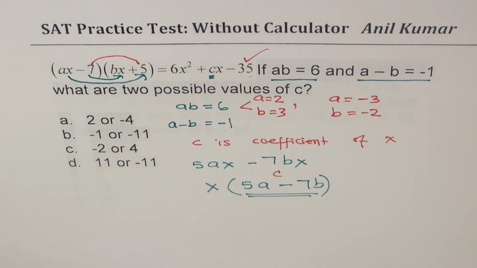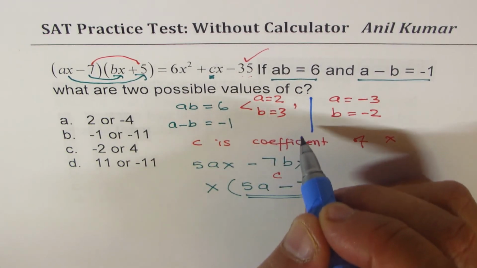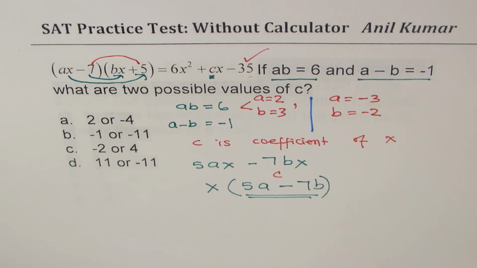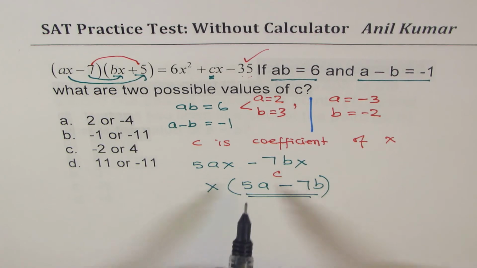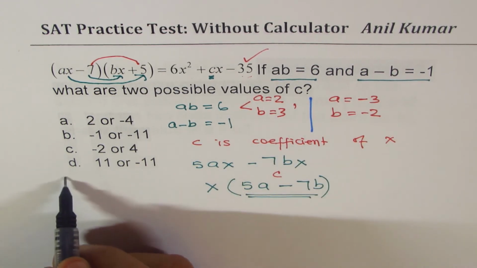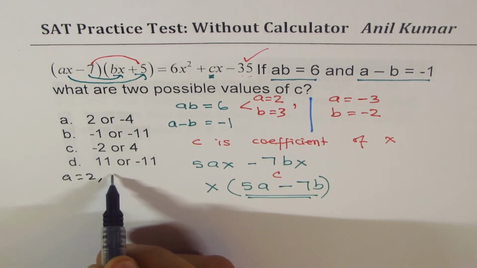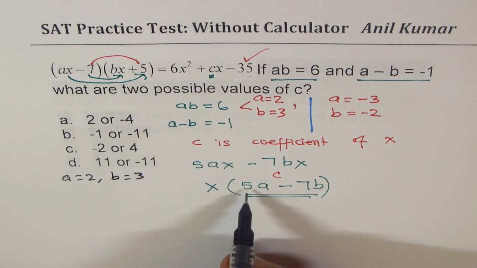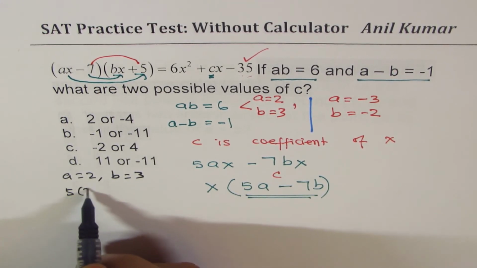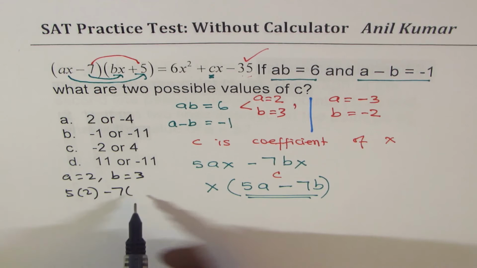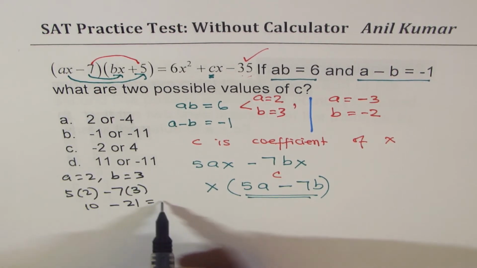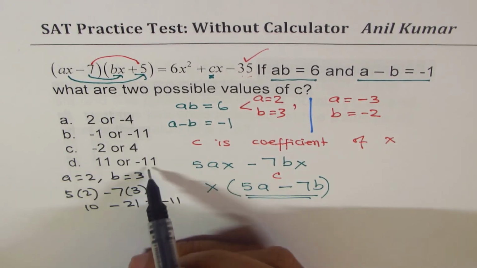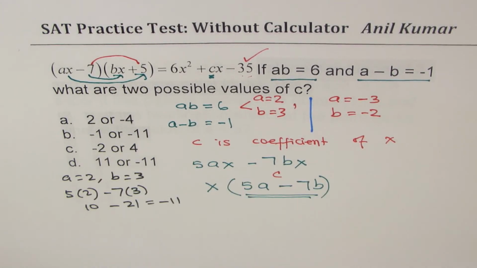Now if you work like this on this particular thinking question, this is actually a thinking question, you're going to save a lot of time. So let's figure it out. One, let's work with values A equals 2 and B equals 3. So when I substitute here, I get 5 times 2 minus 7 times 3, 10 minus 21, I get minus 11. Now with minus 11, we have two options, right?